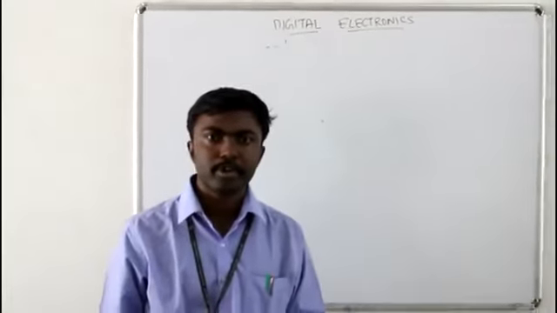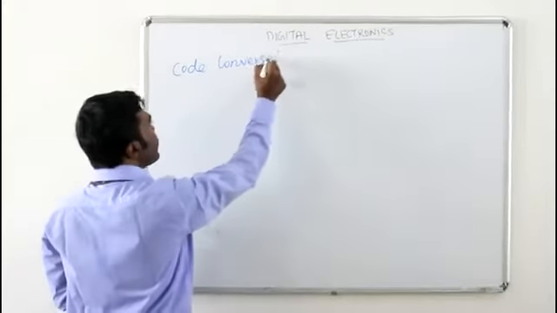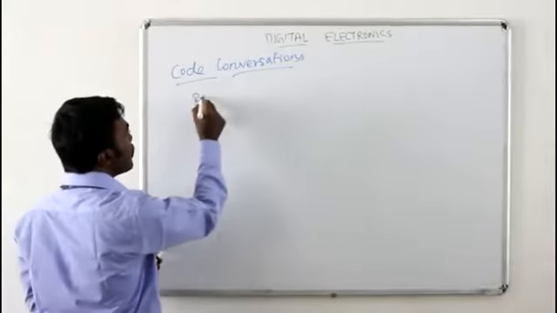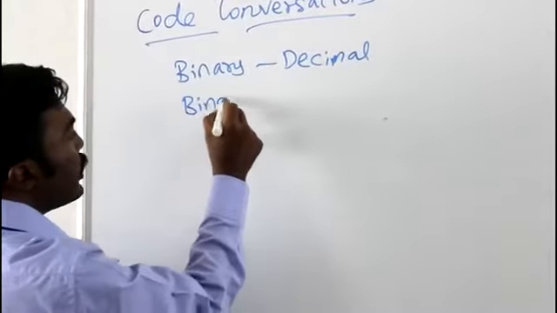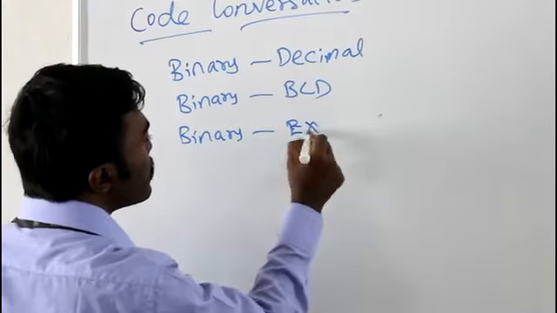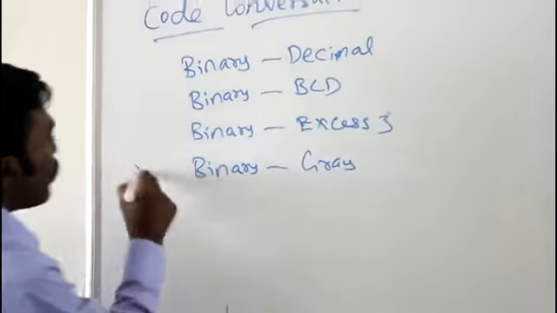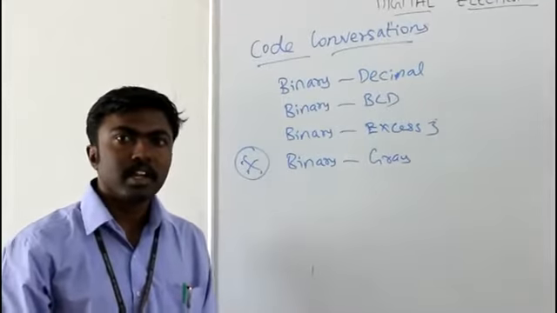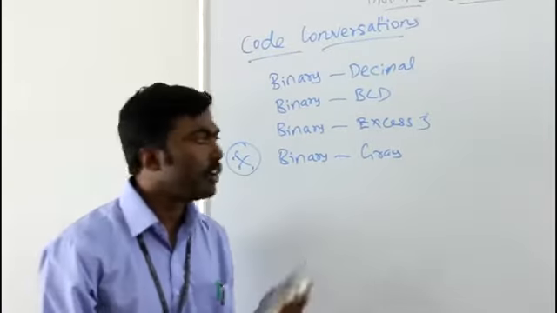Good morning, students. Today we are going to see code conversions in digital electronics. Code conversion is the main topic for all real-time applications. Codes get converted like binary to decimal, decimal to binary. The four main parts are binary to decimal, binary to BCD, binary to XS3, and finally binary to gray code. Binary to gray code is the most important conversion for real-time applications like multimedia operations, and it is used in industrial and hospital purposes. Everywhere we are going to use this.